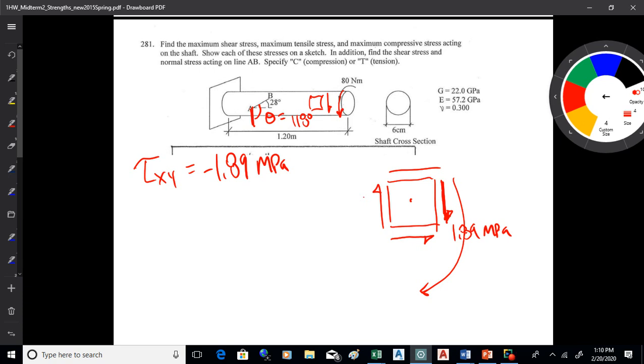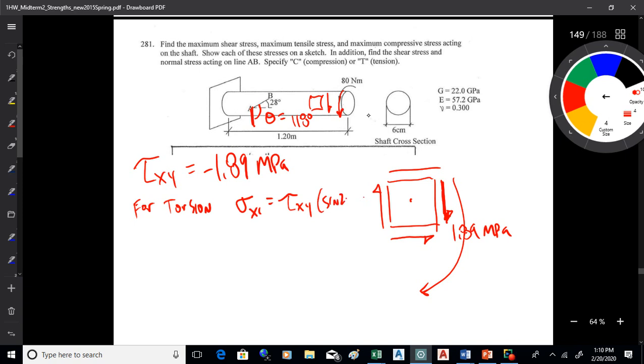Okay, so if you're going to find the normal stress on that plane, so that would be for torsion, sigma x1 is tau xy sine 2 theta. That's equation 97. Okay? If you're going to find the stress on AB, the way you do that is that's negative 1.89 times the sine of 236. Okay? That's the proper way to put that in there.